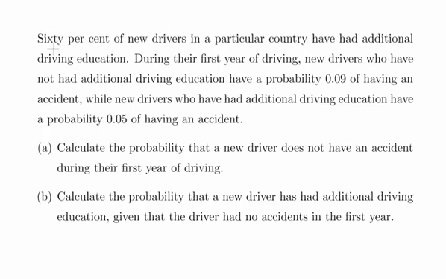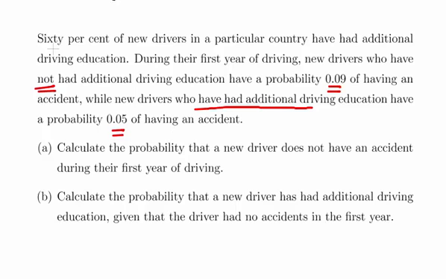So in this question we're going to look at probability and conditional probability, the law of total probability, and so on. So let's begin. 60% of new drivers in a particular country have had additional driving education. During their first year of driving, new drivers who have not, let's underline that, had additional driving education have a probability of 0.9 of having an accident, while new drivers who have had the additional driving education have a probability of 0.05 of having an accident.